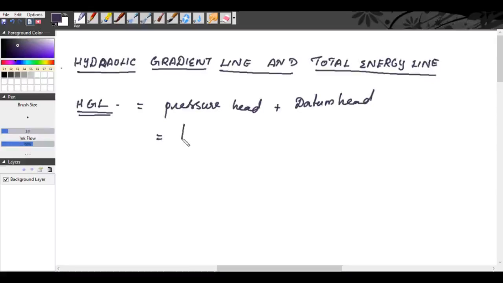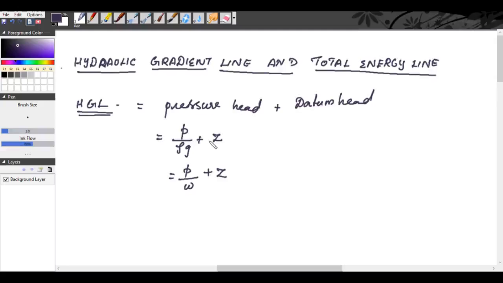So we know the pressure head is P by rho G and the datum head is Z. P by rho G can be expressed as W0, right? Rho is density, G is acceleration due to gravity, so it is weight density, W0 plus Z. So this is called the hydraulic gradient line, and this is with respect to some reference line. It is also expressed as the line obtained by joining the tops of all vertical ordinates showing the pressure head of the flowing fluid in a pipe from the center of the pipe.